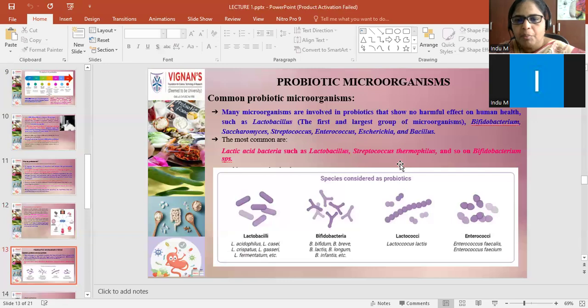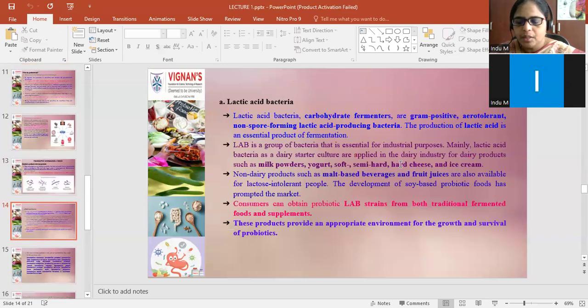Many microorganisms are involved in probiotics that show no harmful effects on humans. But basically, the genera are Lactobacillus, which is the first and largest group of microorganisms identified as probiotic organisms, then Bifidobacterium genera, Saccharomyces, Streptococcus, Enterococcus, E. coli, as well as Bacillus. In the lactic acid bacteria, Lactobacillus, Streptococcus thermophilus, and Bifidobacterial species are the commonly used probiotic organisms in the industry.